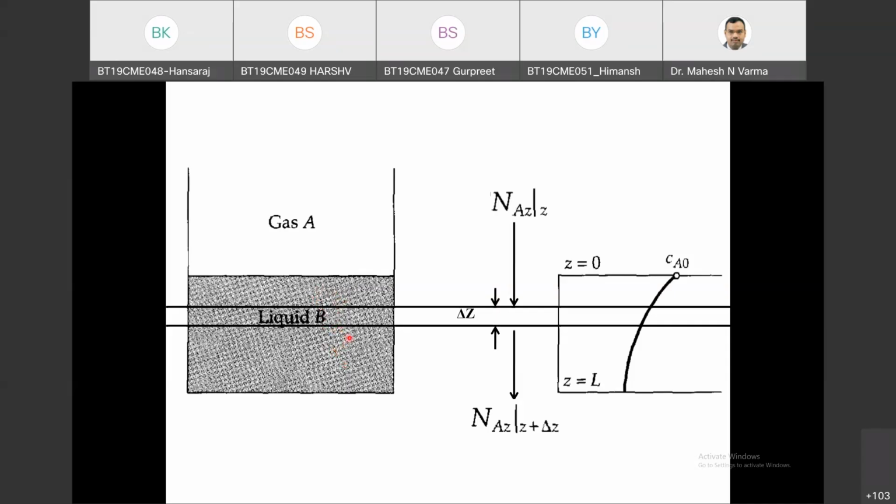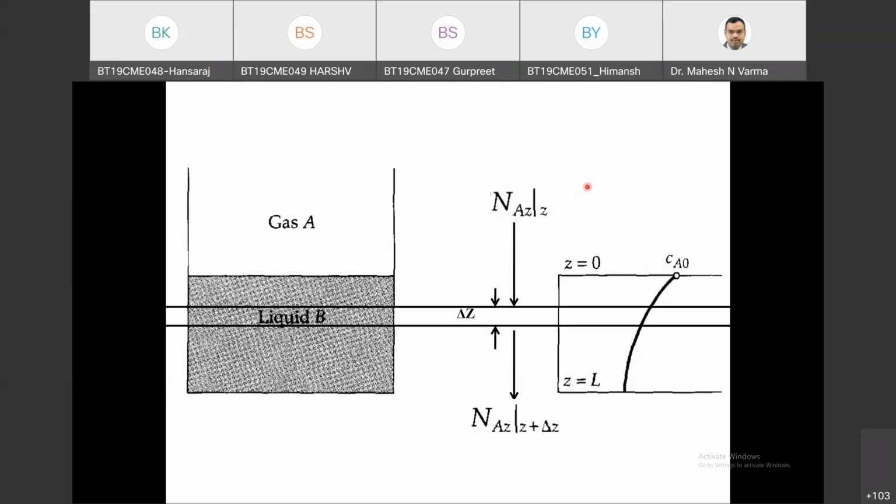The rate of A coming in is given by flux times surface area, NAZ at Z multiplied by the surface area. What is the surface area? Pi r square into delta Z is not the surface area; that is the volume. The surface area is pi r square, or you can write surface area S equals pi r square, where R is the radius of the beaker.